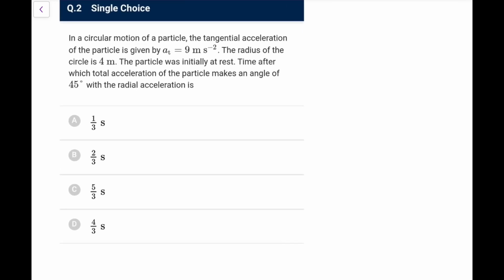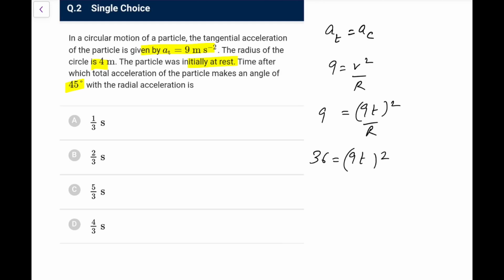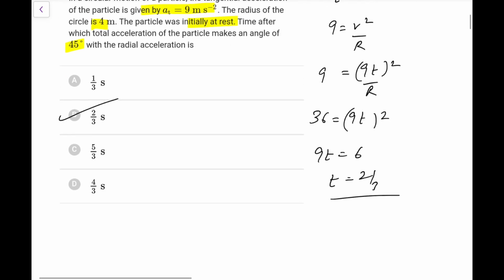In a circular motion of a particle, tangential acceleration is given, the radius of the circle is 4. The particle was initially at rest, after a time the total acceleration makes an angle of 45. Total makes an angle 45, that means AT is equal to AC. That means 9 is equal to V square by R, with V equal to 9t, whole square by R. So now you have got an easy one. R is 4, so 36 is 9t whole square. So 9t is 6. So t comes out as 2 by 3 seconds. Go for option B. That is the answer here.